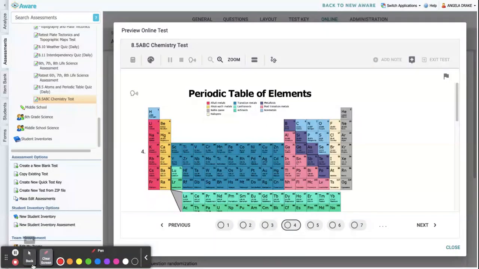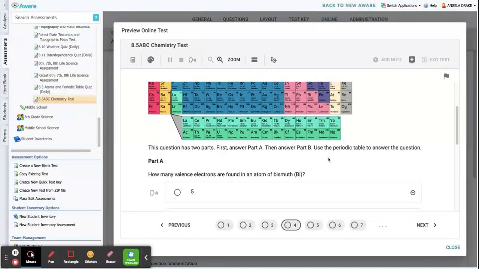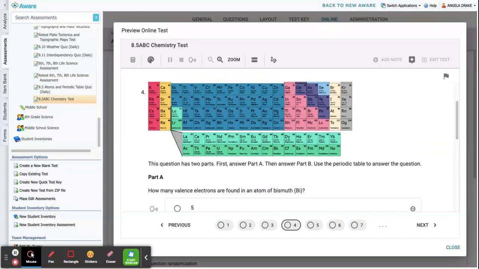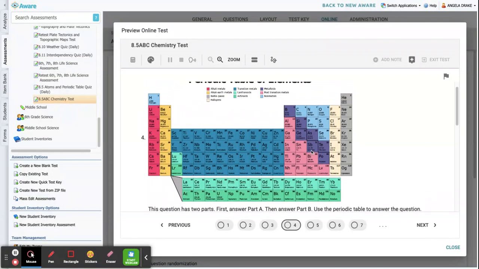All right. Next one. This question has two parts. First, answer part A, then part B. Use the periodic table to answer the question. How many valence electrons are found in bismuth? So I'm looking for Bi. Here it is. I know that the group tells me the number of valence electrons.